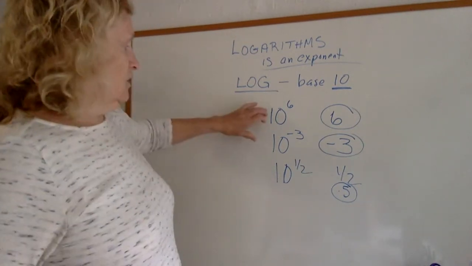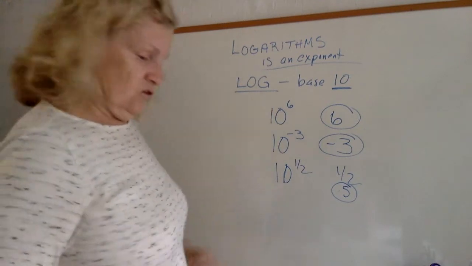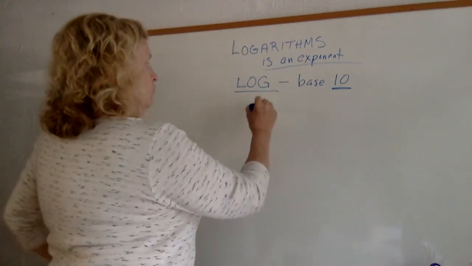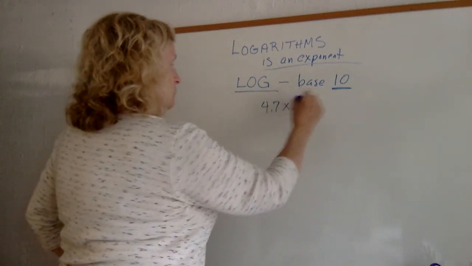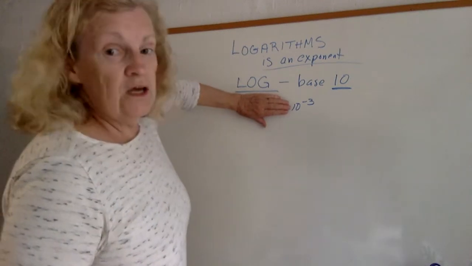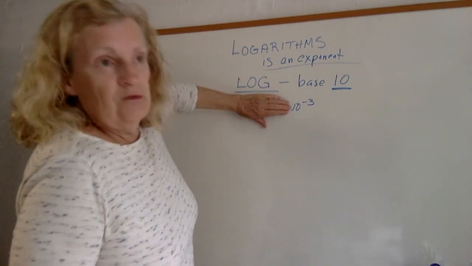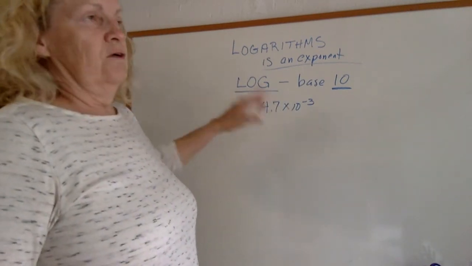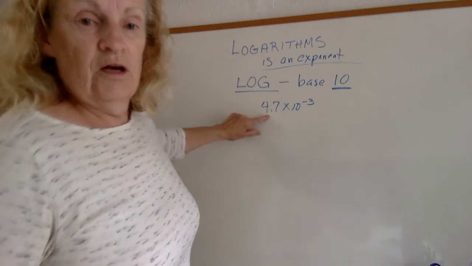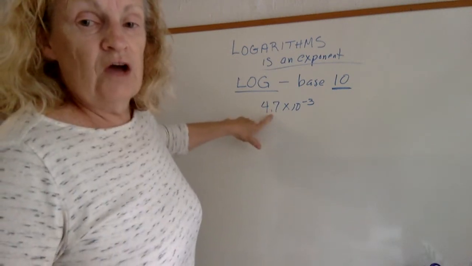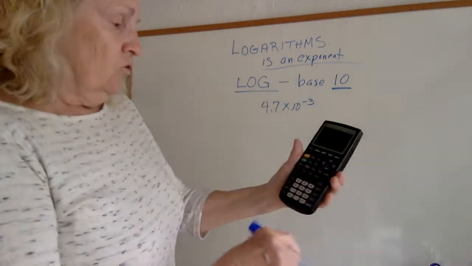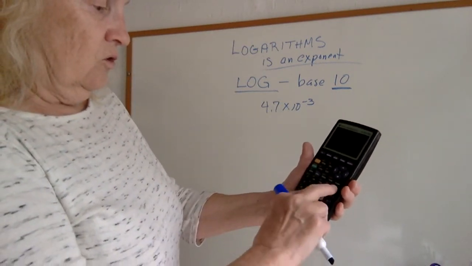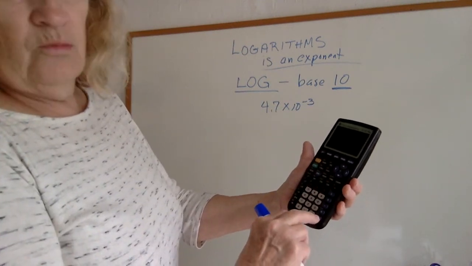If you have something that isn't just plain old 10 to the 6th, let's look at a number like 4.7 times 10 to the negative 3. If it didn't have the 4.7, then you wouldn't even need your calculator. You'd say, oh, I know that, it's negative 3. But I forget what this is called. The significand, the number in front of the power of 10, is part of this whole number. So we're going to hit log 4.7 times 10 to the negative 3. Press enter.